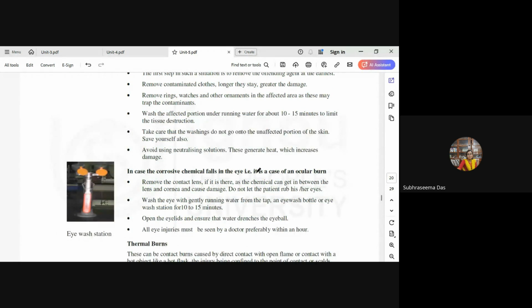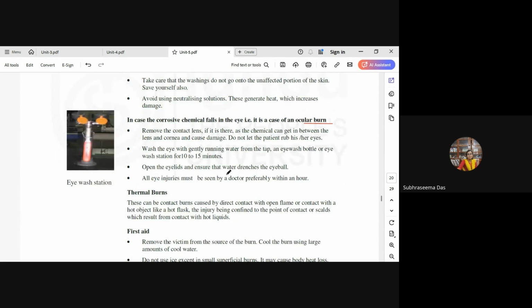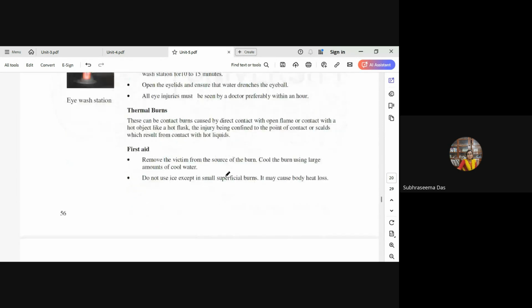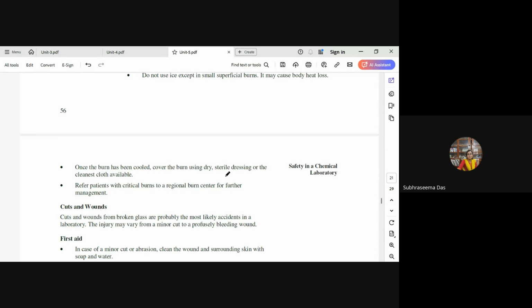If a chemical falls into the eye, that is an ocular burn, we should not rub our eyes. It should be washed with water, and after washing the victim should be directed to the doctor. Then thermal burns are caused when a flame or a hot object comes in contact with our skin. First we should remove the victim from the source. Then we should not use ice, because it causes body heat loss. Once the burn has been cooled, we can go for a sterile dressing. Then finally, for immediate action, we can refer to the doctor.